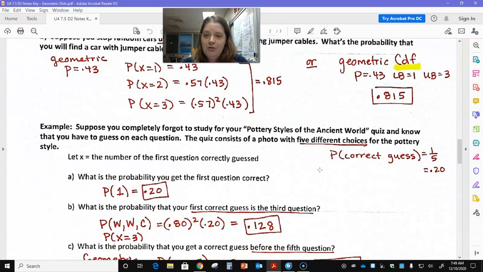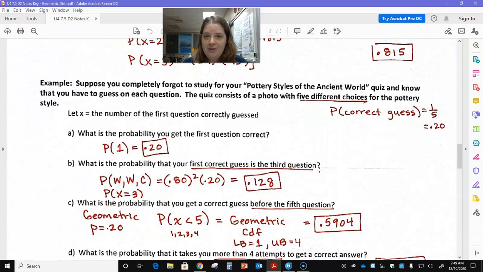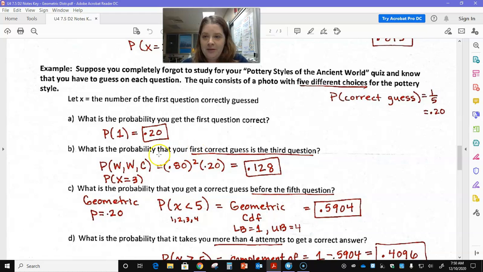Now, suppose you completely forgot to study for your pottery styles of the ancient world quiz. Oh no. And you have no idea what the answers are, and you have to guess on each question. The quiz consists of a photo with 5 different choices for the pottery style. Let X equal the number of the first question correctly guessed. What's the probability you get the first question correct? If we're talking about the first question correct, we're talking about a geometric situation. With 5 choices, correctly guessing would be 1 out of 5 or 20%. So the first question, 20%. No math, no formula needed for that.